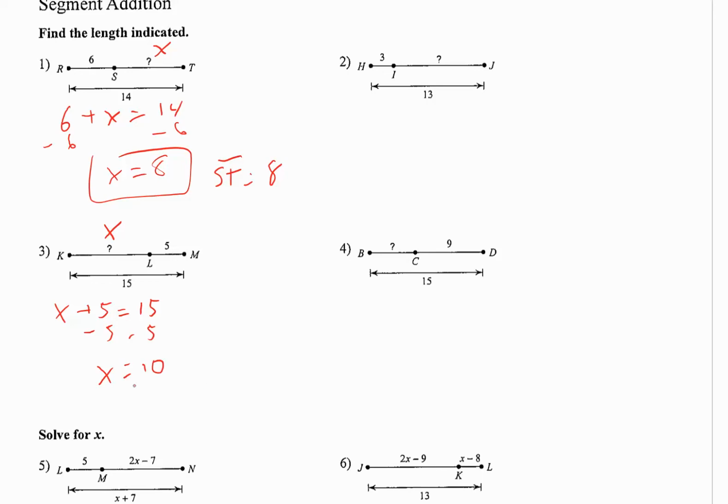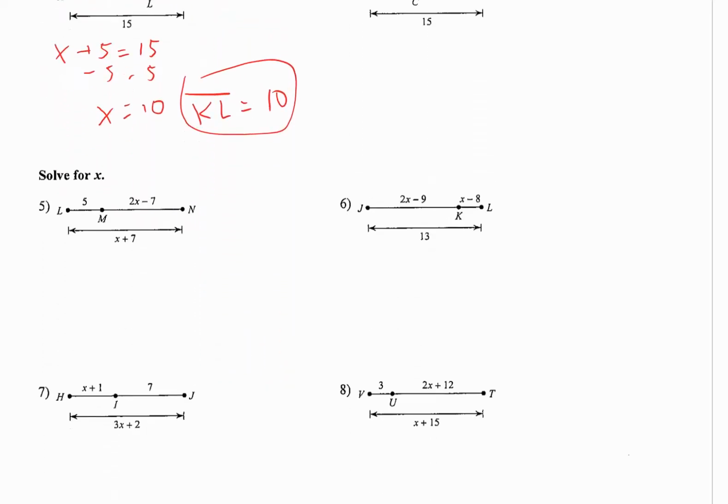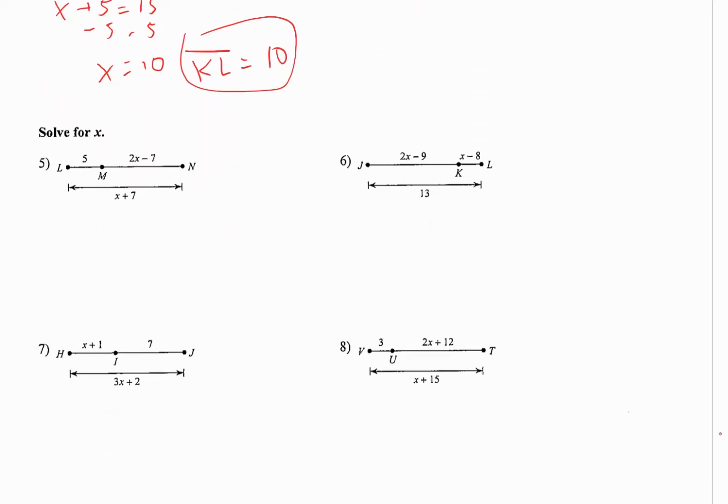So you could write segment KL is equal to 10. Okay, so now these next ones here, same idea, except they've just added a little more to it. So we have this portion LM is 5, MN is 2x minus 7, and the whole thing is x plus 7. So we're going to say 5 plus 2x minus 7 is equal to the whole thing of x plus 7.